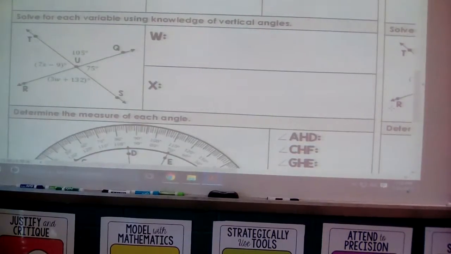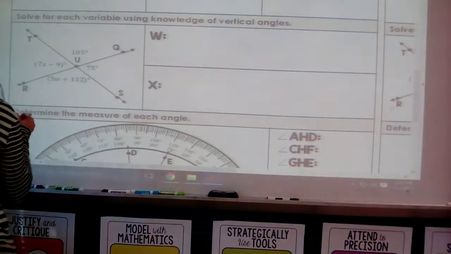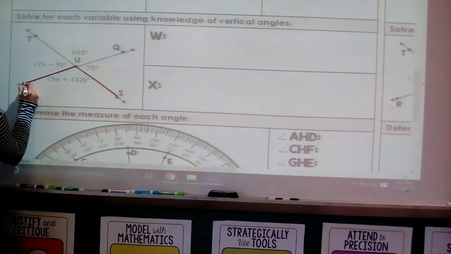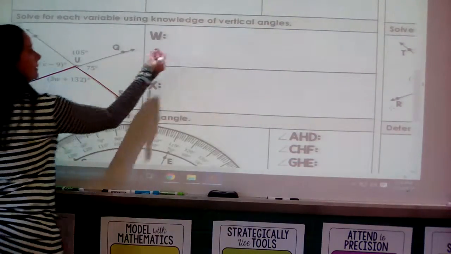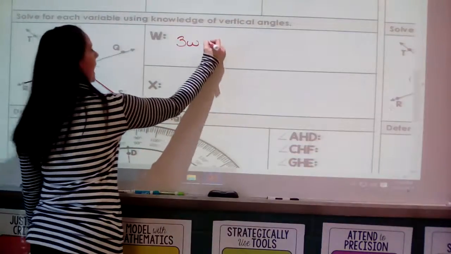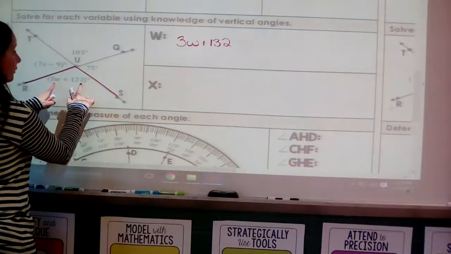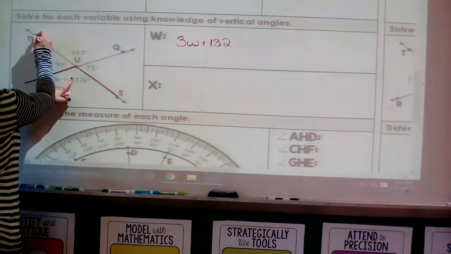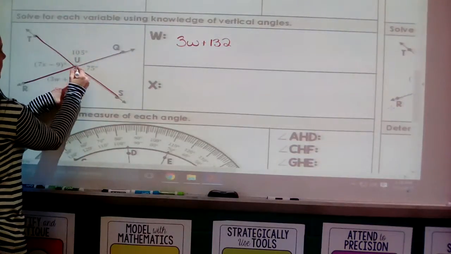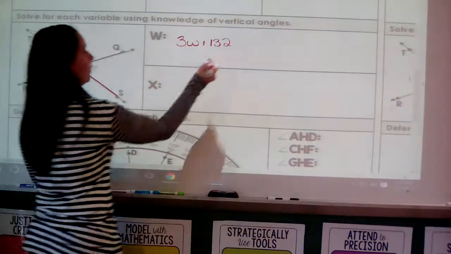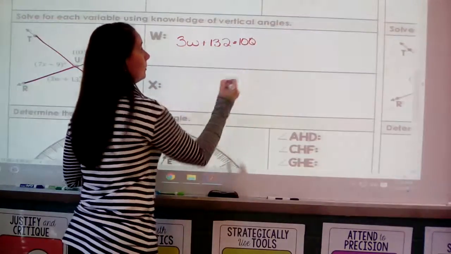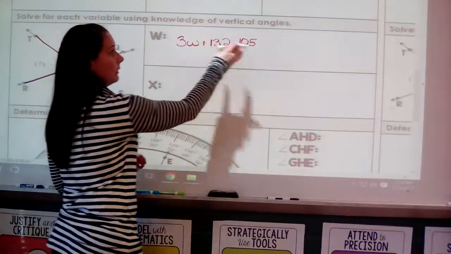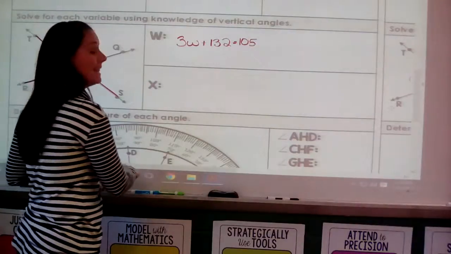So they want me to solve for W first. So, I'm going to find the angle that has W in its degree measurement, which is angle RUS. So, I'm going to take the measurement of that angle. This is literally the measurement. It's 3W plus 132 degrees. I know that that is equal to angle TUQ, which equals 105. Because they are congruent to one another, I write the measurement of one angle equal to the measurement of another angle, and then I will solve.